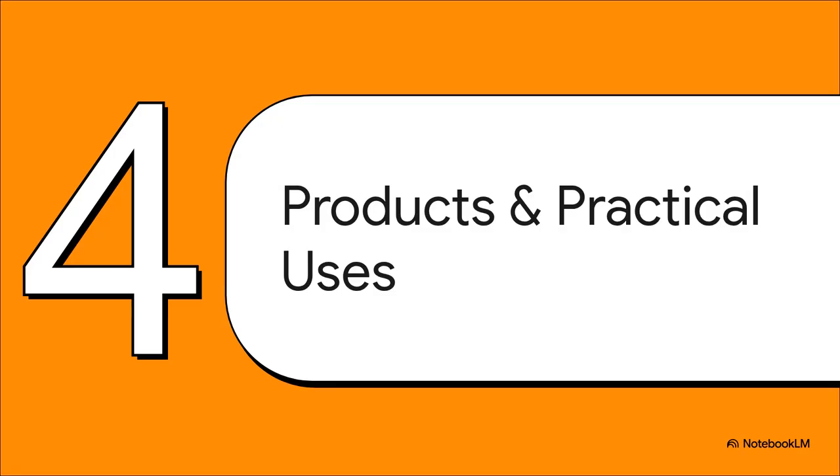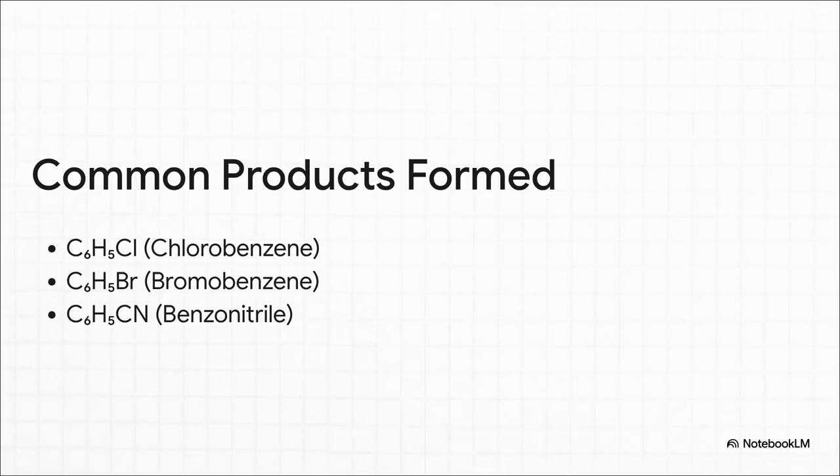Okay, so we've seen how it works. Now let's talk about the what. What can we actually make with this amazing tool? And where do these things show up in the real world? Well, the Sandmeyer is famous for making 3 main products, and it does it incredibly reliably. All you have to do is pick the right copper salt.